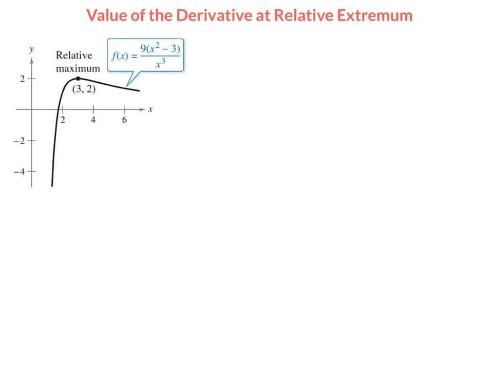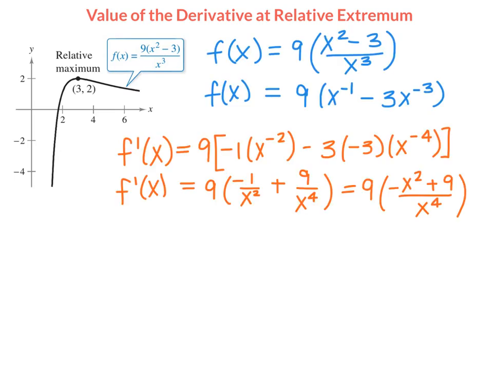So let's take this example, and let's say I have this function here, f of x, which is defined in that blue box, and it appears as though I have a relative maximum at 3, 2. So I'm going to take the derivative and see how that will help me figure out if that actually is a relative max. So there are a couple different ways that you could take the derivative here.